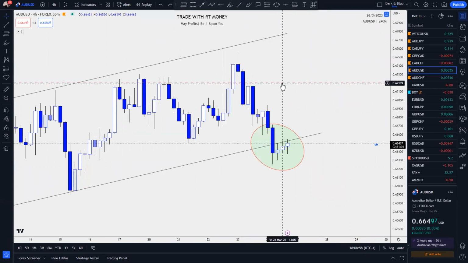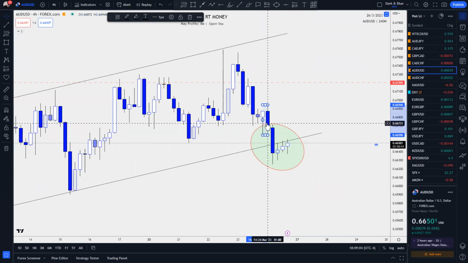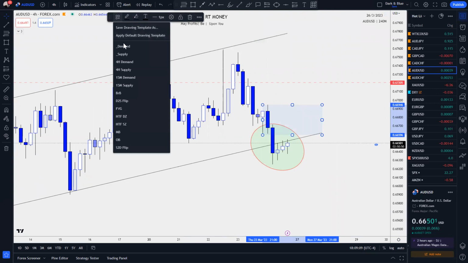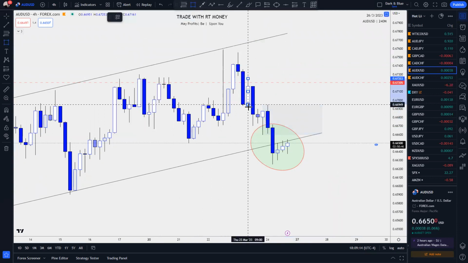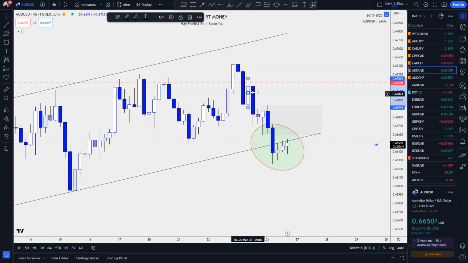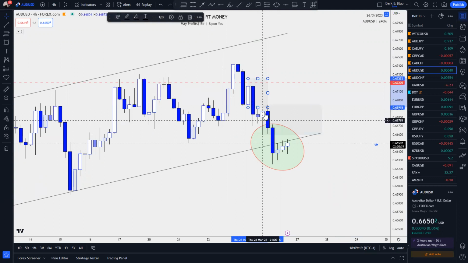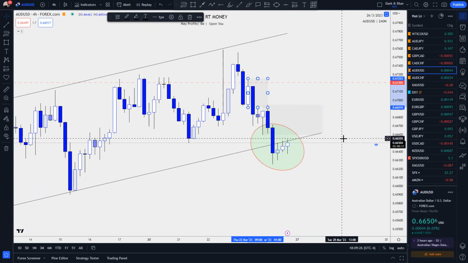I also want to point out that there is a supply zone here, and there's a supply zone right here. Now, here's the deal. Price has already traded into both of these zones. They're not unmitigated.